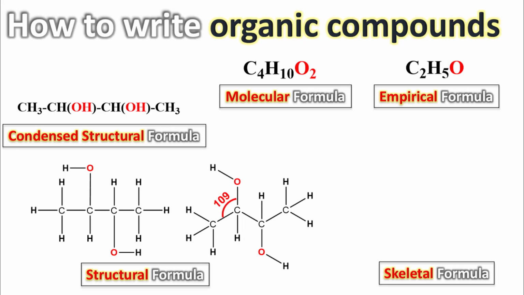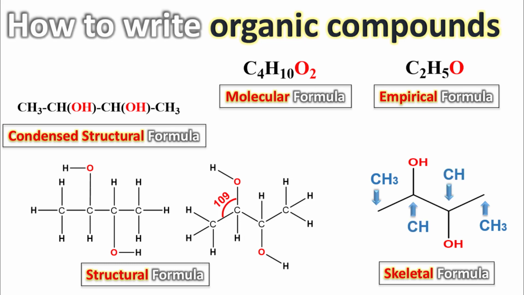Write the skeletal formula by hiding the C-H bonds and representing each carbon atom by a dot, where each of the two terminal carbon atoms is attached to the central carbon atom by a single bond, so the two terminals are CH3 groups. While the two central carbon atoms are attached to one CH3 terminal group by a single bond, and one OH hydroxyl group by a single bond for each, so the two central carbon atoms are CH groups.